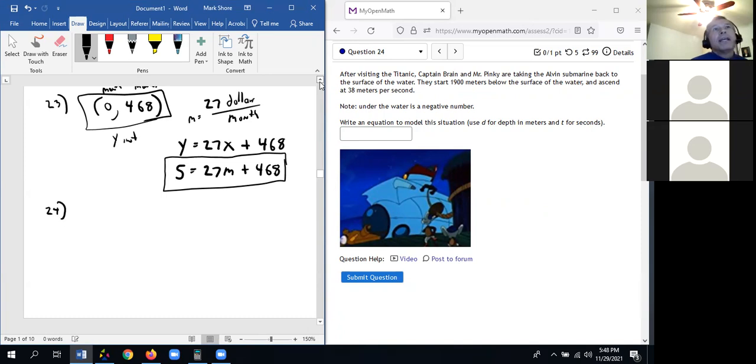Okay, 24. After visiting the Titanic, Captain Brian and Mr. Pinky are taking the Alvin submarine back to the surface of the water. They started, see, that's where they started at time 0. They were at 1900 meters. So here's your time at time 0, and here's your meters. So at time 0, they were at what? 1900 meters below the surface.